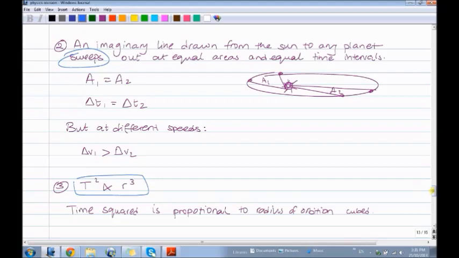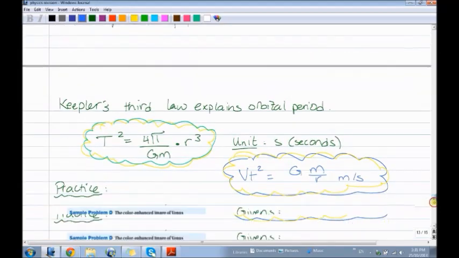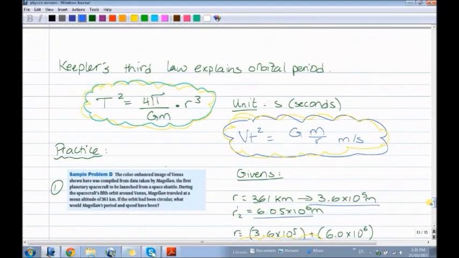Now, the third law states that the time squared is proportional to the radius of the orbit cubed. So T squared is proportional to r cubed. Kepler's third law explains orbital period. T squared equals 4 pi squared, where pi is 3.14, divided by GM, where G is the constant and M is the mass, times r cubed, which is the radius. And the unit is s, which is seconds.